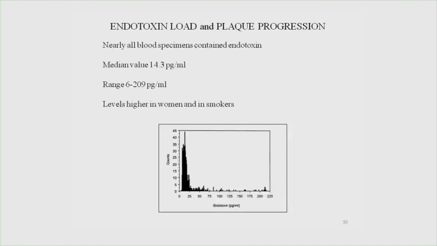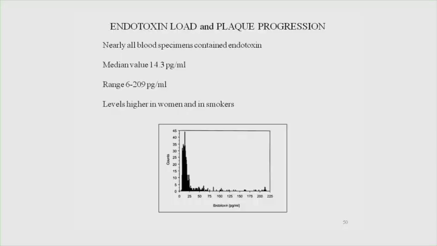Now, nearly all blood specimens contained endotoxin. We don't like to think about it, but we're teeming with bacteria. We've got bacteria in our gut, in our bladder, in our mouth. And if there's inflammation, such as gingivitis, these bacteria can get in the blood. The median value is 14 with a wide range. Levels are higher in women and smokers. Why women? Recurrent urinary tract infection. Why smokers? Recurrent bronchitis.